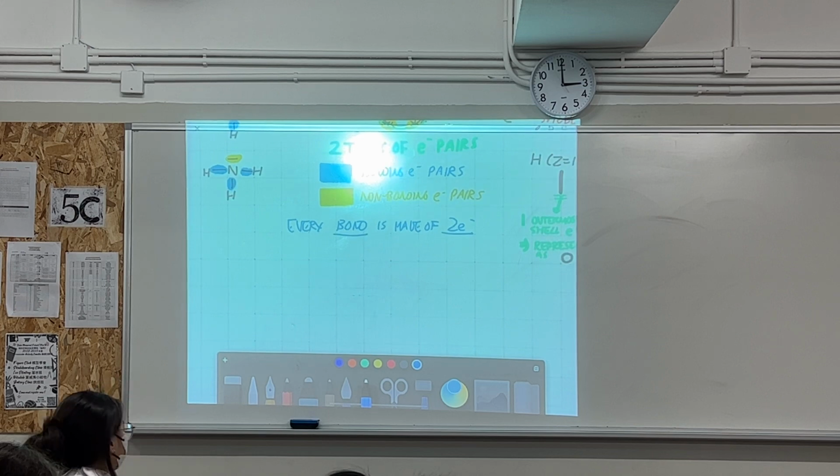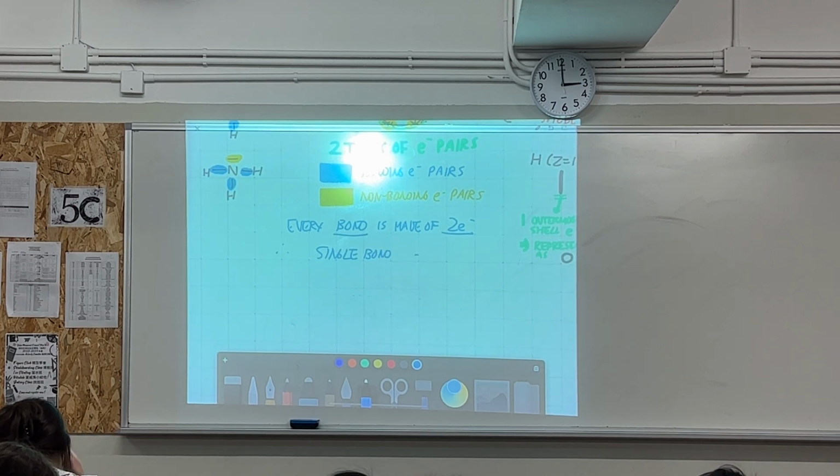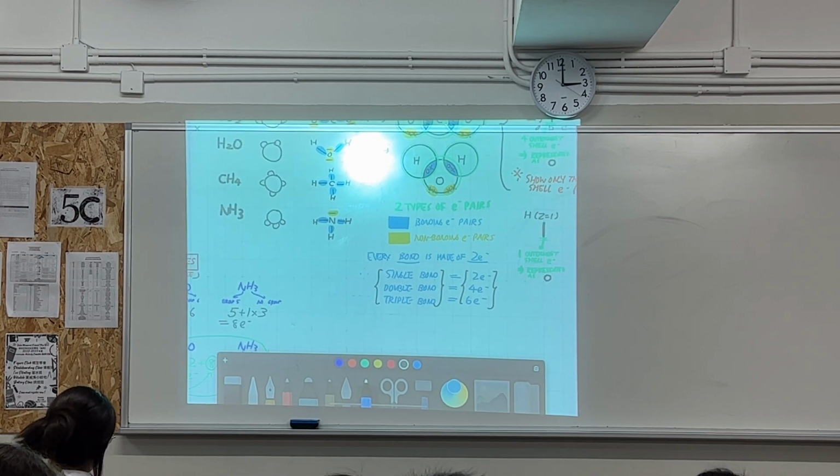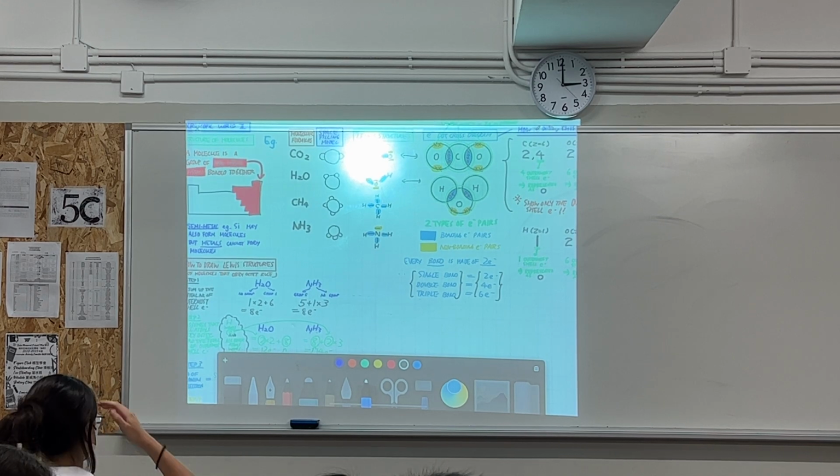So that means if you have a single bond, it means 2 electrons. And of course we have more intense bonds than single bond. We have double bonds. We have triple bonds, which are all multiples of 2. So double bonds will be 4 electrons. Triple bond will be 6 electrons. So these are all bonds that you can extract out of a molecule. So triple bond is the highest, right? Triple bond is the highest.